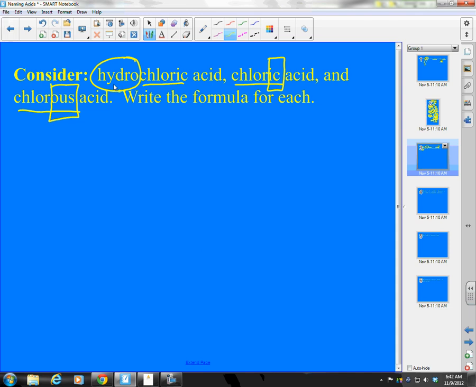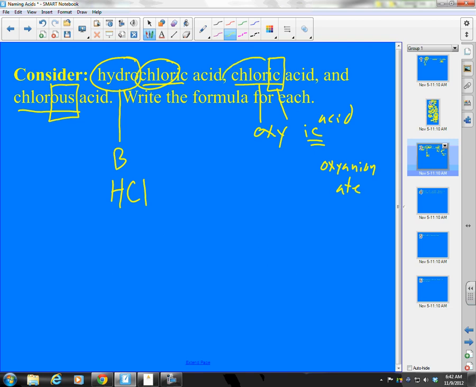All right, here we go. Hydrochloric. Well, it starts with hydro. That means it has to be binary. If it's binary, it has two things in it, H and whatever here, HCl. Good. Chloric. Okay, there's no hydro. That means this is an oxyacid. If it's an oxyacid, we have to look at the stem here. The acid ends in ic. That means my oxyanion ends in what? Ate. And so that means my oxyanion would be chlorate with some hydrogen on it, right? Because it's always hydrogen plus chlorate.